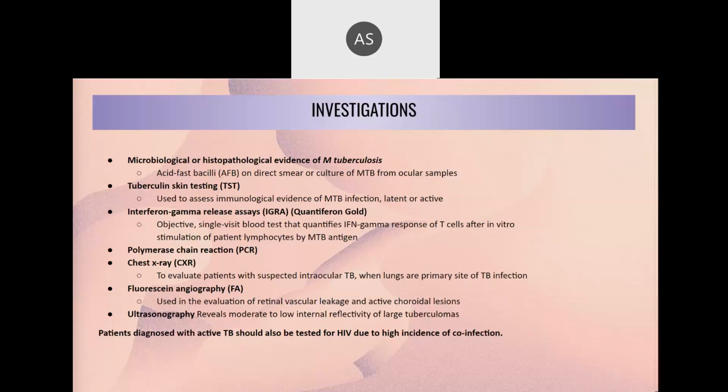And another one we can do, like in the previous slide, is the fluorescein angiography, which is to evaluate the retinal vascular leakage and active choroidal lesions. And ultrasonography can reveal the moderate to low internal reflectivity of large tuberculomas. And patients diagnosed with active tuberculosis should also be tested for HIV, due to the high incidence of co-infection, and it is also one of the risk factors. Okay, next for the treatment.